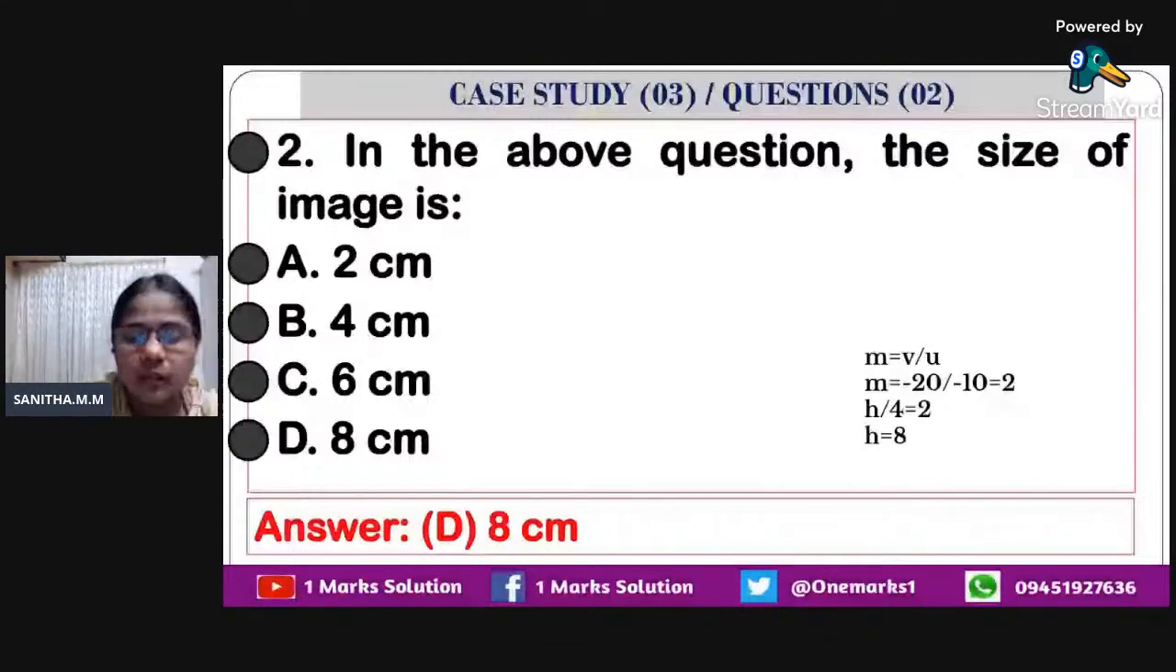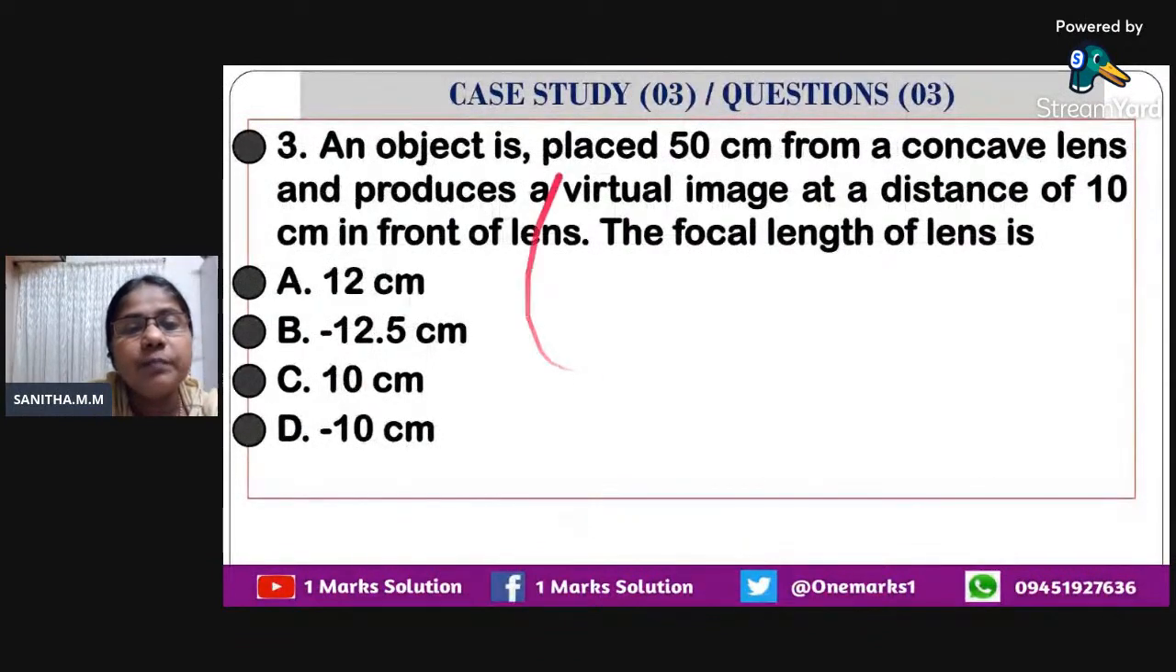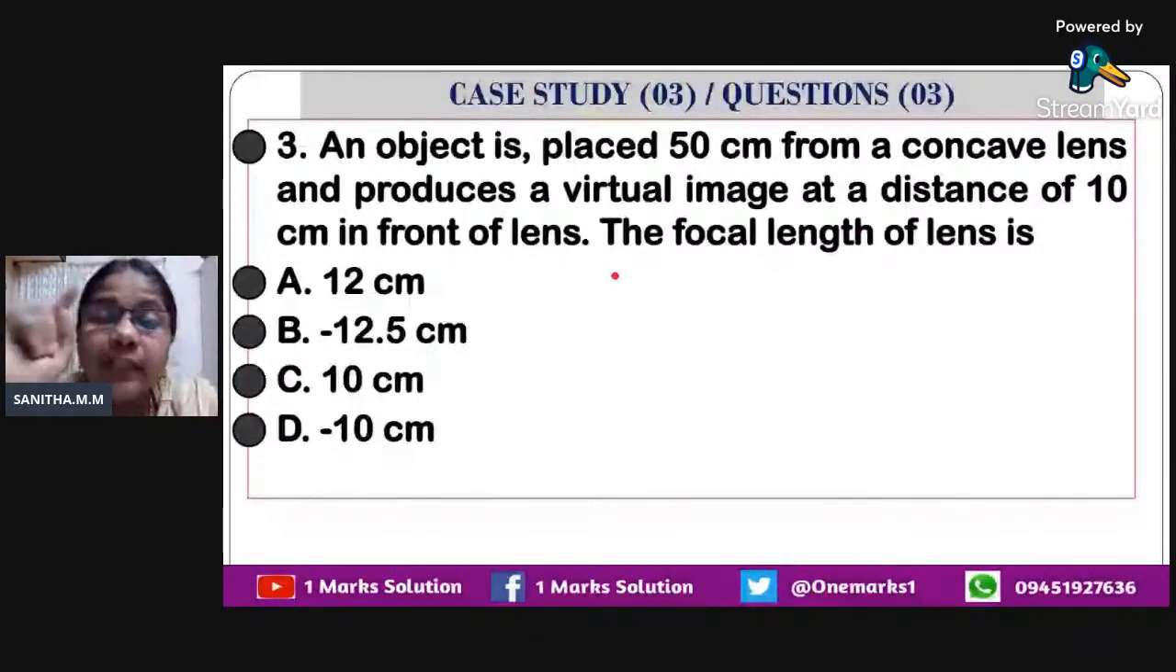Now we can go for the third question. An object is placed 50 centimeter from a concave lens and produces a virtual image at a distance of 10 centimeter in front of the lens. The focal length of the lens, the same lens formula you can use here. 1 by f is equal to 1 by v minus 1 by u. But you have to think that if you are getting the answer positive, then your answer is not correct. Here, what is v? 10 centimeter. What is u here? 50 centimeter.